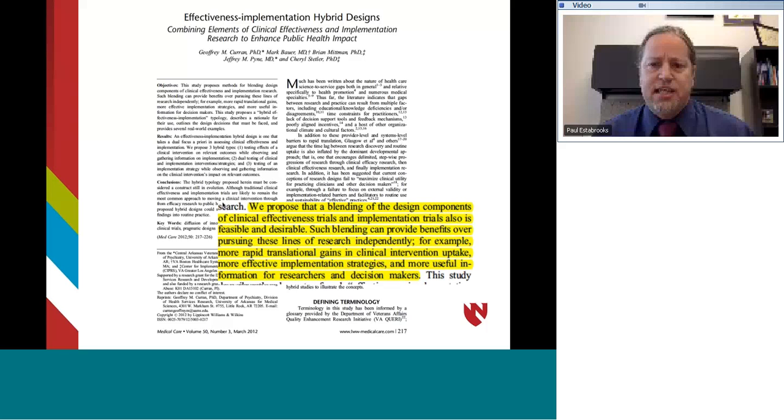One of the things they highlight is that with these hybrid designs, what they're trying to do is blend components of clinical effectiveness trials with implementation trials. The idea is very similar to what we talk about with REAIM. By understanding the degree to which a clinical intervention is effective, while also assessing implementation barriers, facilitators, or even interventions, we get better information on both the internal validity of that clinical intervention and the external validity related to how it would actually be delivered in a typical setting.